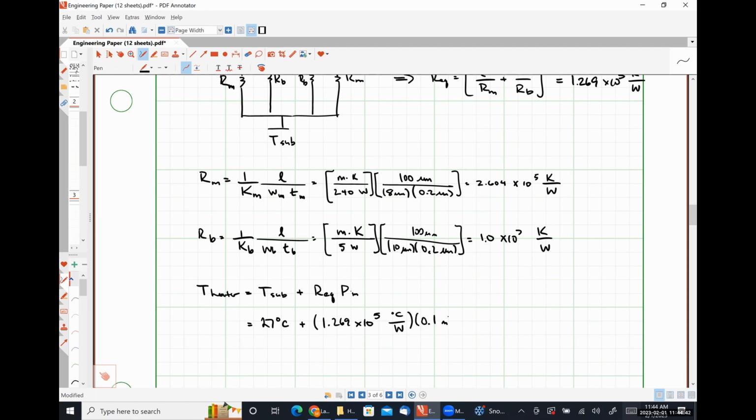Times our input power of 0.1 milliwatts comes out to be 39.69 degrees Celsius. And so our change in temperature was 12.69 Kelvin, or 12.69 degrees C. Again, neglecting that we can have losses due to radiation and convection. The power plays the role of current. Yes, absolutely right.